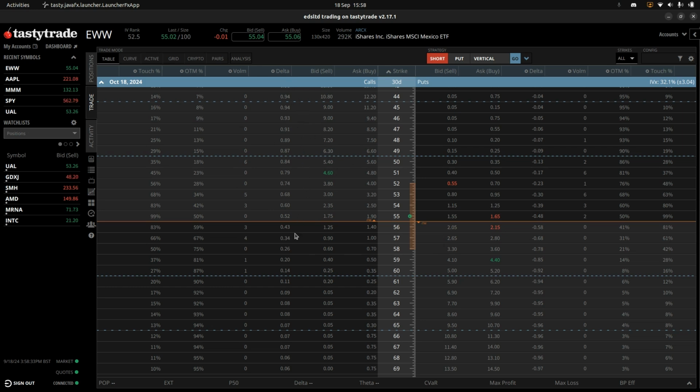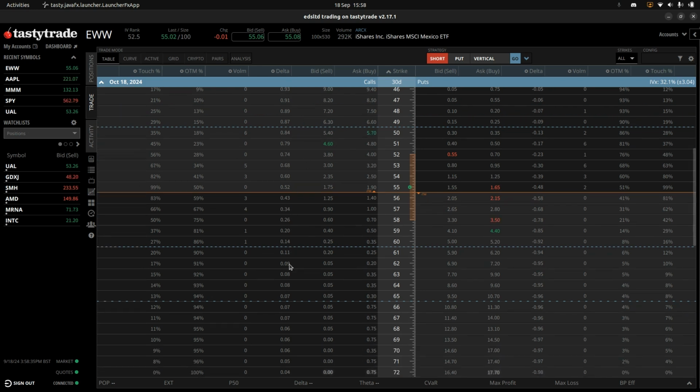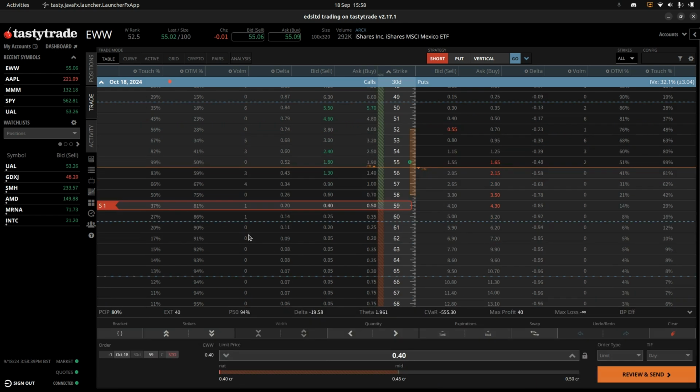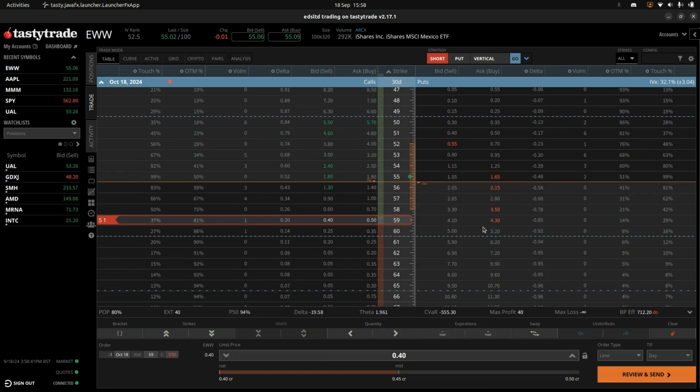So we look at the delta column, and we want to be around the 16 to 20 delta mark. So on the call side, we're going to go with the 20 delta, and then on the put side, we can go with the 17 delta. That's going to land us at the 51 and 59 strikes. So we'd be selling or writing the 59 strike contract and also writing the 51 strike contract, okay?